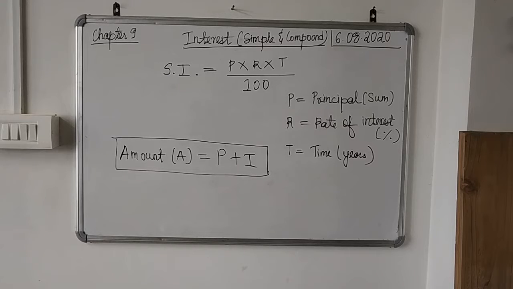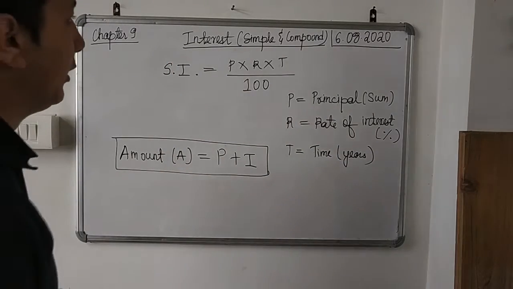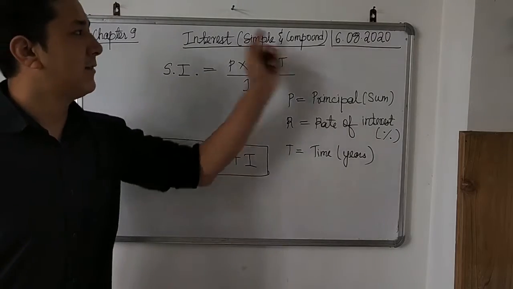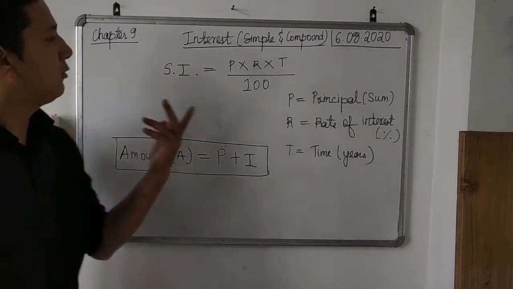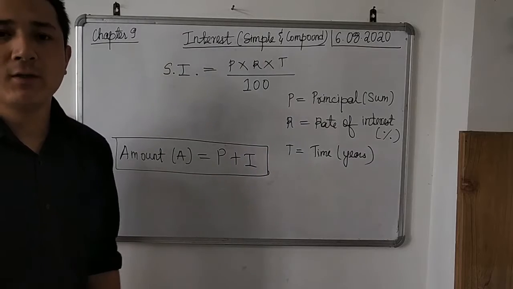So today is 6th of August and the chapter we are starting today is interest, and here we will be learning two different types of interest. The first one is simple interest and the second one is compound interest. The first 2-3 exercises are based on simple interest and then we move to compound interest later.